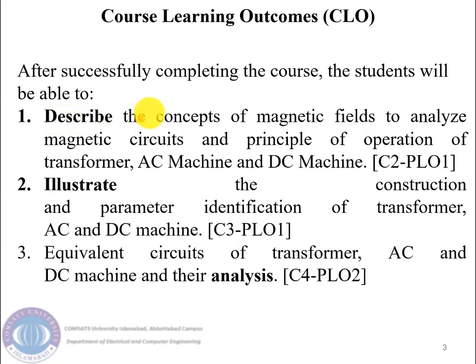The first one is to describe the basic concepts of magnetic fields to analyze magnetic circuits and principles of operation of transformer, AC machines and DC machines. The next CLO is to illustrate the construction and parameter identification of transformer, AC and DC machines. The third one is the equivalent circuits of transformer, AC and DC machines and their analysis. These CLOs are defined such that the difficulty level of the course will increase with the CLOs.